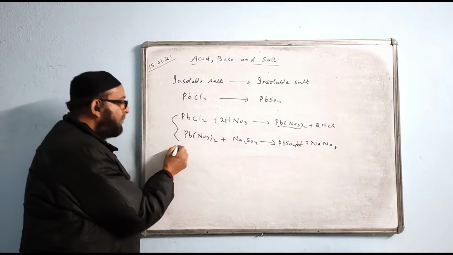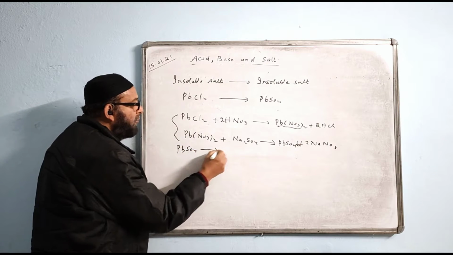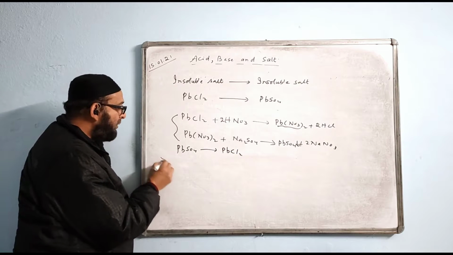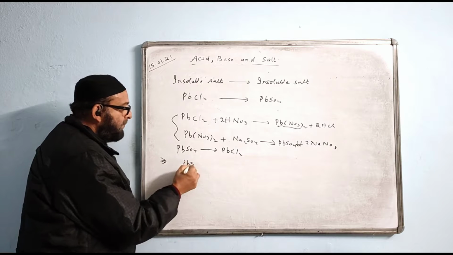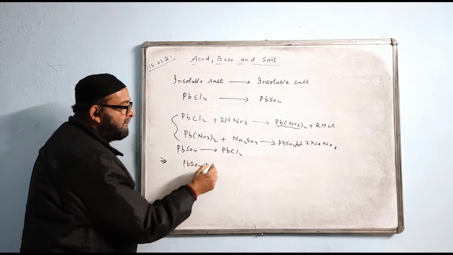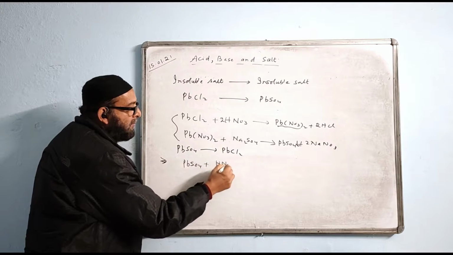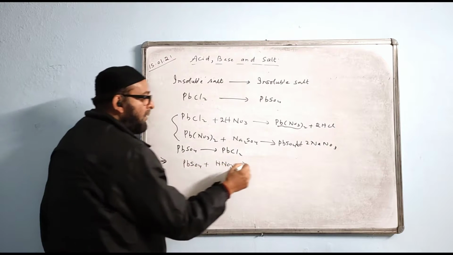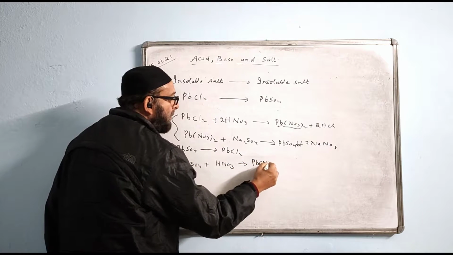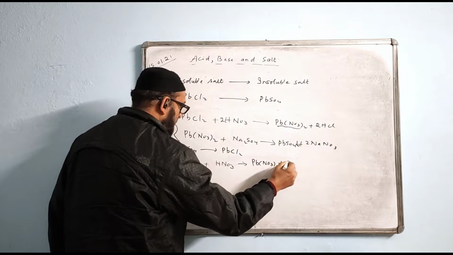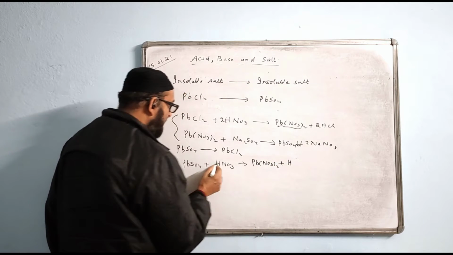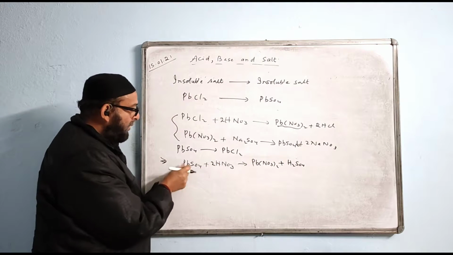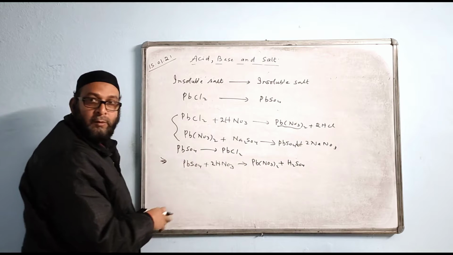Similarly, if I ask you to change PbSO4 into PbCl2, how will you change it? You can tell me the steps. Change it into nitrate form first, plus HNO3. What is the answer now? This will become Pb(NO3)2 plus H2SO4. Pb with this, H with this, H2SO4.